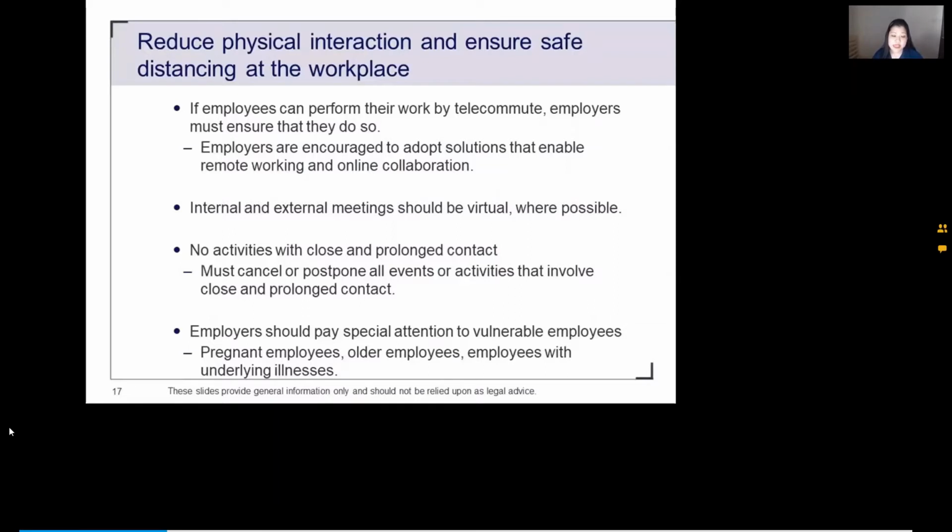Another point that they've emphasized is that if employers have any vulnerable employees, such as pregnant employees, older employees, or employees with underlying illnesses, special attention should be paid to them. And these employees in particular should be allowed to work from home. If these employees do not work in a function that allows them to work from home, you need to consider redeploying them such that they can now work from home in a different role temporarily.